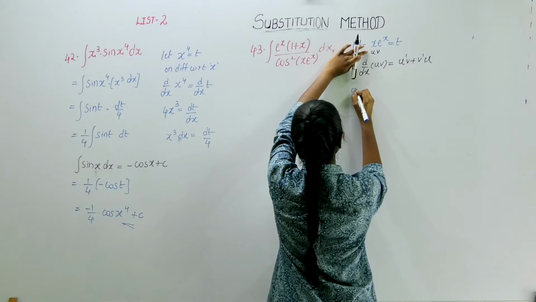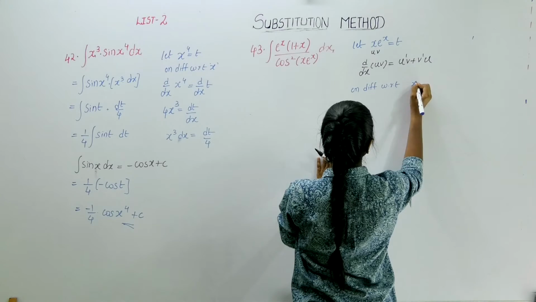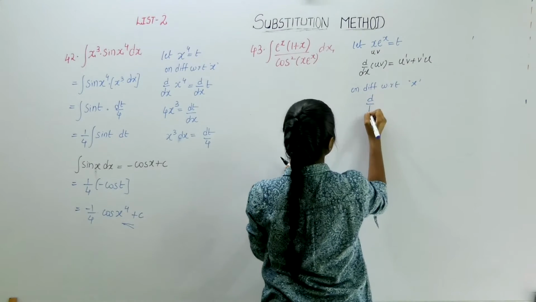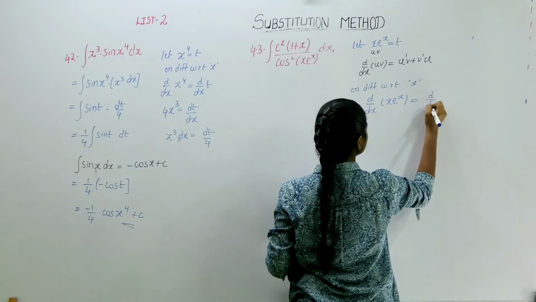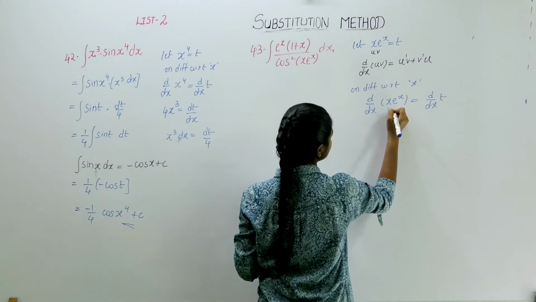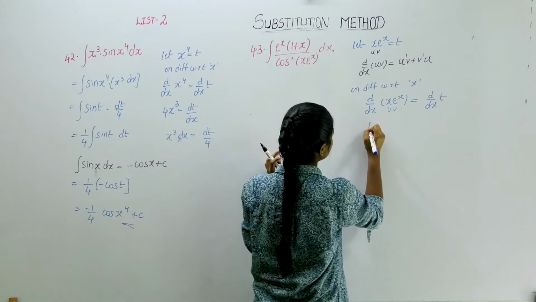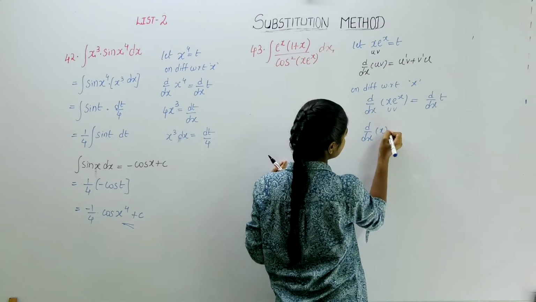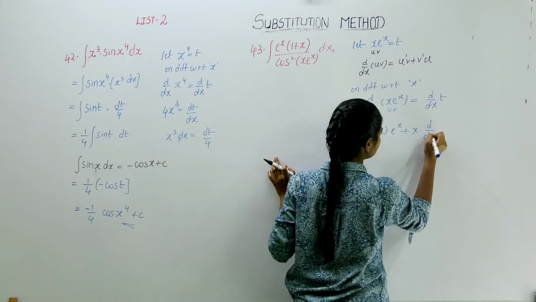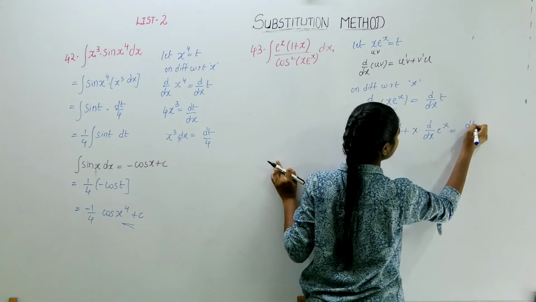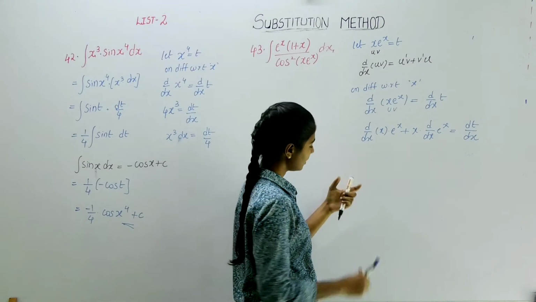On differentiating with respect to x on both the sides, d by dx of x e power x is equal to d by dx of t. This is in uv form, u dash v plus v dash u. That is d by dx of x into e power x plus x into d by dx of e power x is equal to dt by dx. I think you have learned this formula in differentiation.